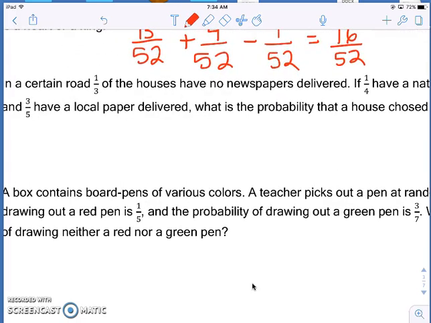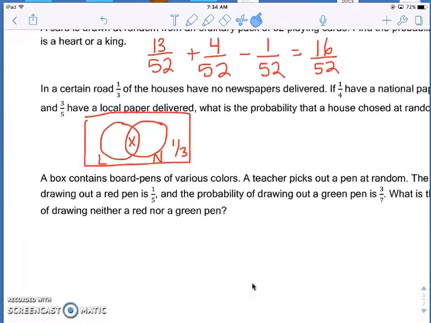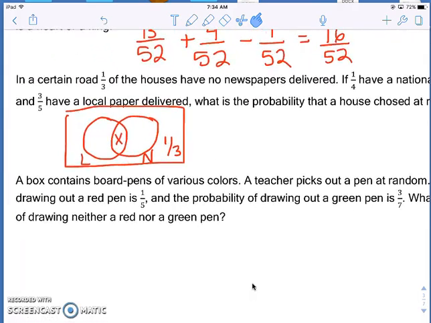So let's see here. If we were to draw a Venn diagram here, we know that 1/3 is sitting out here, but we don't know what's in the middle. So let's say this is local and this is national. So that would be X. 1/4 have the national paper delivered. So this would be 1/4 minus X. 3/5 have the local paper delivered. So this would be 3/5 minus X. And when we add all of these, it should equal 1.